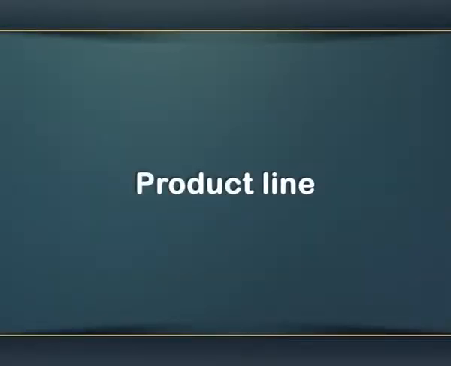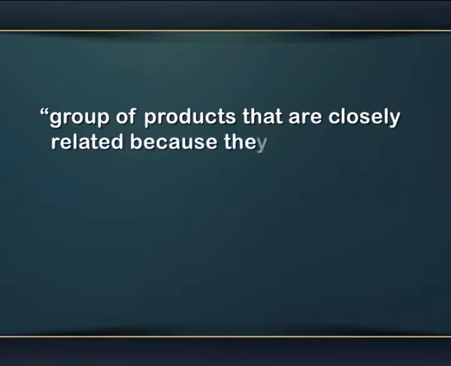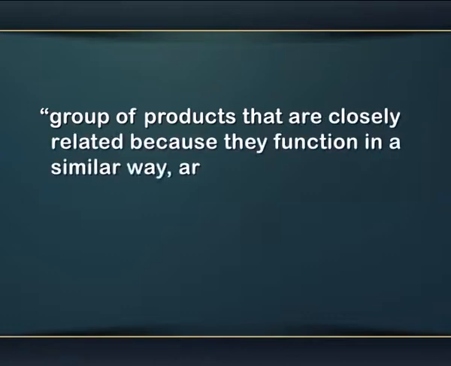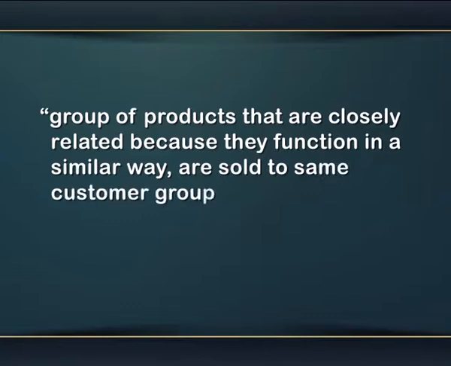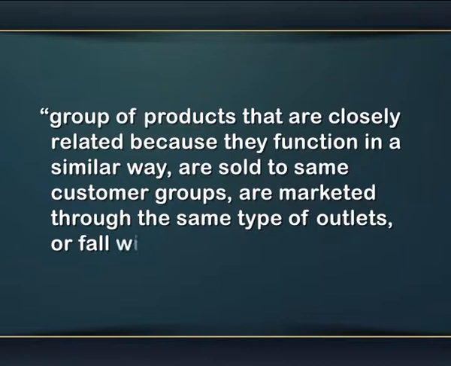Product line. The term product line is defined by Philip Kotler as a group of products that are closely related because they function in a similar way, are sold to the same customer groups, are marketed through the same type of outlets or fall within a given price range. In simple words, product line is the group of similar products.